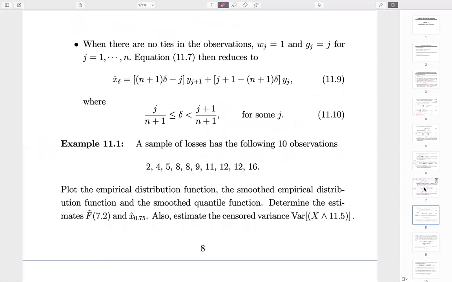Okay, the next point is trivial. If all the x's are different, then you just go 1 to n. So that's trivial. Let's use an example to better understand what we have learned so far.